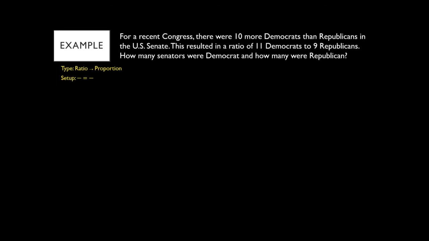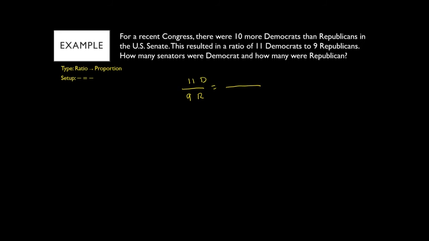Anytime you see the word ratio, that's telling you you're going to have a proportion in order to solve this. So let's ignore the first sentence where we have 10 more Democrats than Republicans, and let's look at the ratio. We have 11 Democrats to 9 Republicans. So I'm just going to put in D and R for Democrats and Republicans. I'm putting that ratio there because that's what I know.